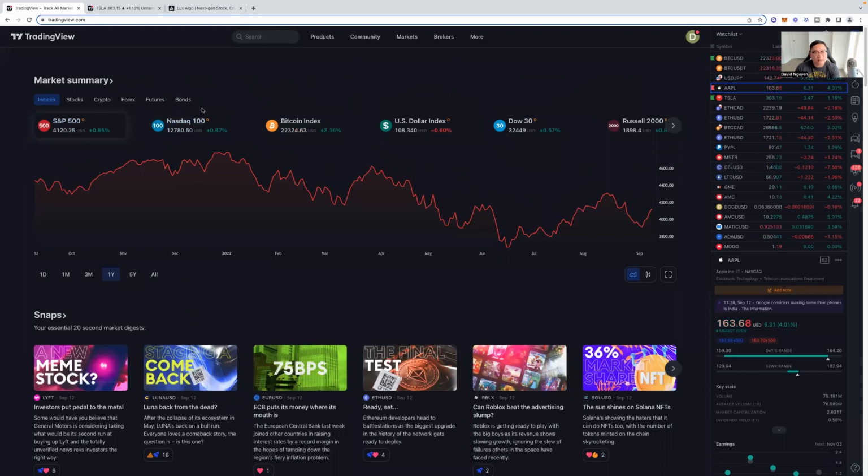All right. So once you get TradingView, you can download it for free. There's a free version, and then there's a paid version. You go to the pricing here.